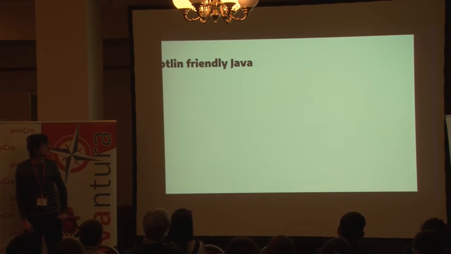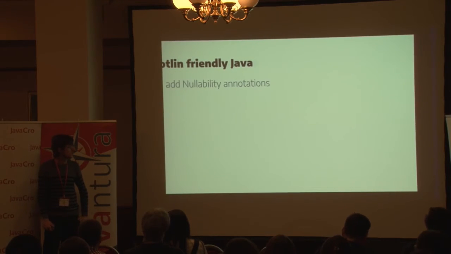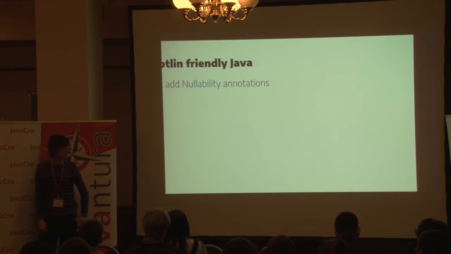And there's also a second part. If you're writing mostly Java code but want it to be usable from Kotlin, what can you do to make it nicer? Most importantly, you can add a nullability annotation. As I mentioned previously, in Kotlin you define each type as nullable or not nullable, and that way you know for sure that some values will never be null, and you don't need to have null checks for them.